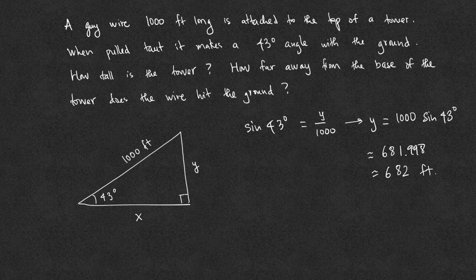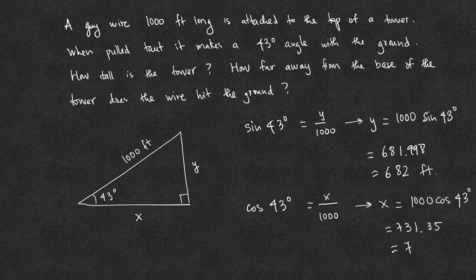To find x, to relate the adjacent side to the angle 43 degrees and the hypotenuse, we would use cosine. Cosine of 43 degrees is the adjacent over the hypotenuse. To isolate x, we have x equals 1,000 times cosine of 43 degrees, and this is approximately 731.35, or roughly 731 feet.